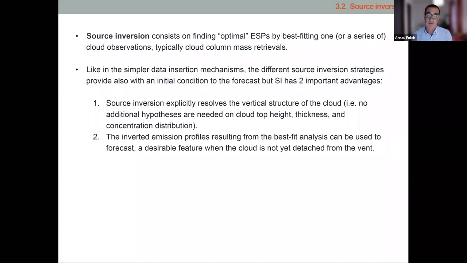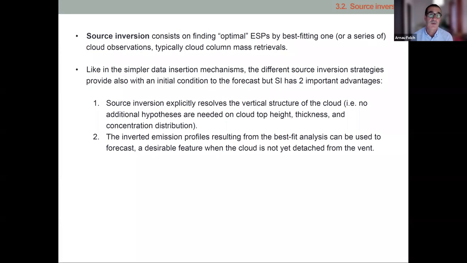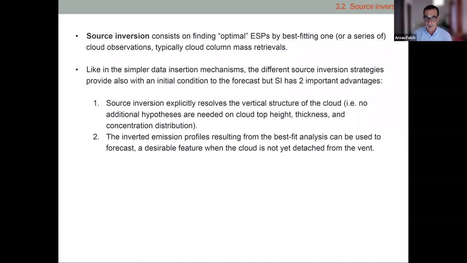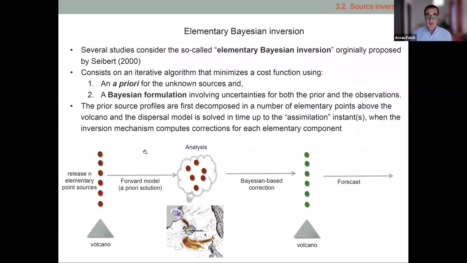This is something that we don't have in the data insertion, because in the data insertion, we just put an initial condition. But we do not assimilate or retrieve any information on the volcano. We do it far away from it. Instead, with source inversion, we try to find which are the emission profiles that better fit the observations. Okay, so this is how it works.